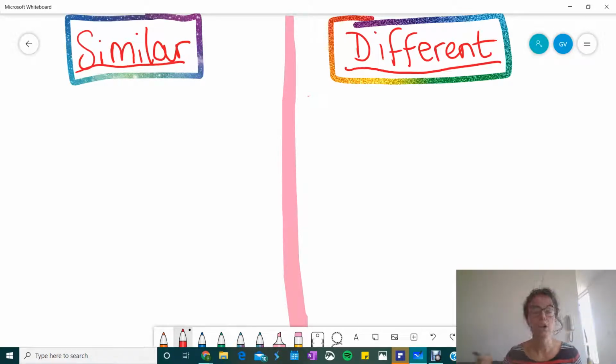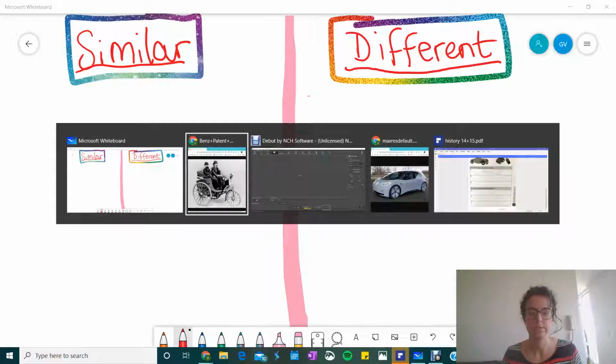So today we are going to look at two different cars. We're going to look at the old car from our timeline, the first car, and we're going to look at a new car, a very, very, very new car. Then we're going to find some things that are similar and some things that are different. And then I'm going to show you what your activity in your workbook for history will be this week. Okay? So, let's start with looking at these cars.